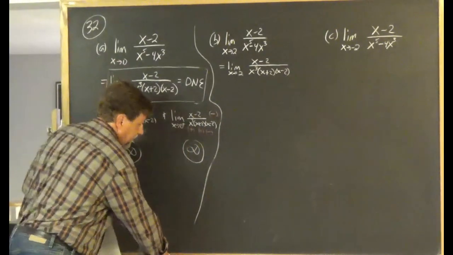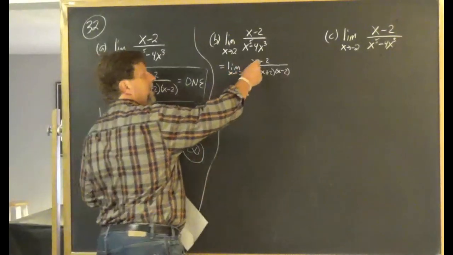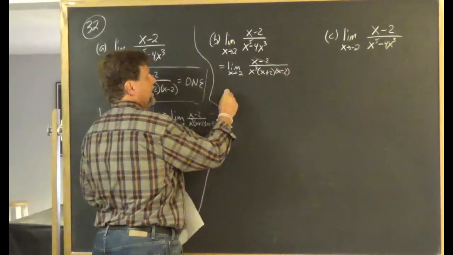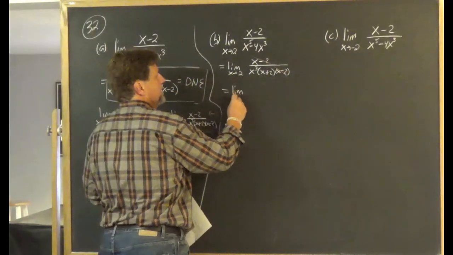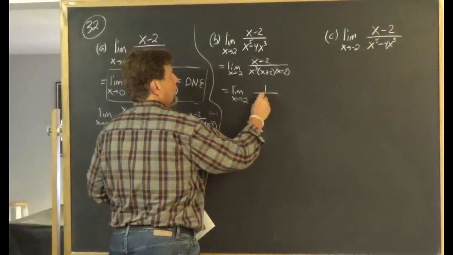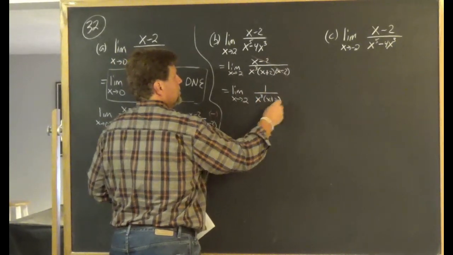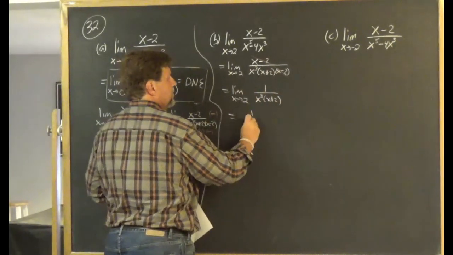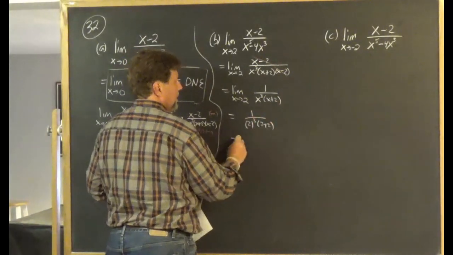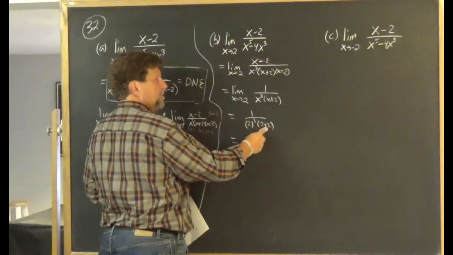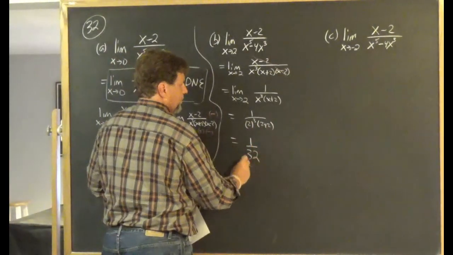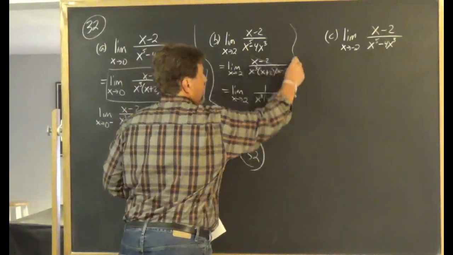Check it out, folks. The x minus 2's can cancel, which leaves us with the limit as x approaches 2 of 1 over x cubed times x plus 2. Substitute in the 2, and see, 2 cubed is 8, 2 plus 2 is 4, 8 times 4 is 32. So hopefully you got the limit to be 1 over 32.